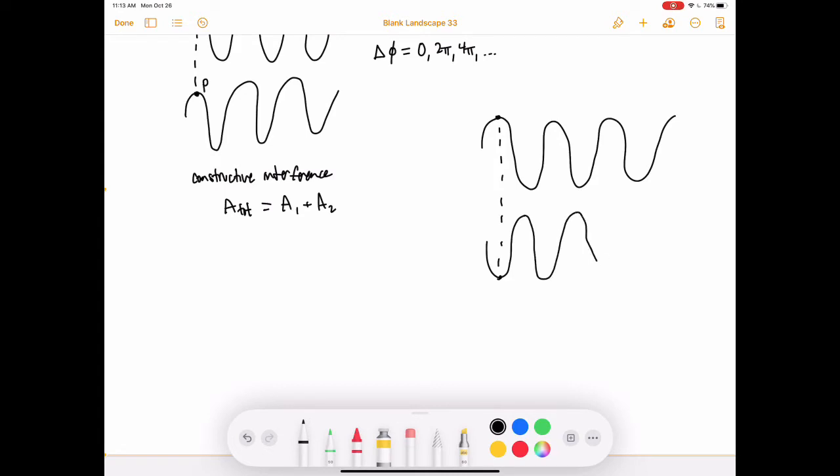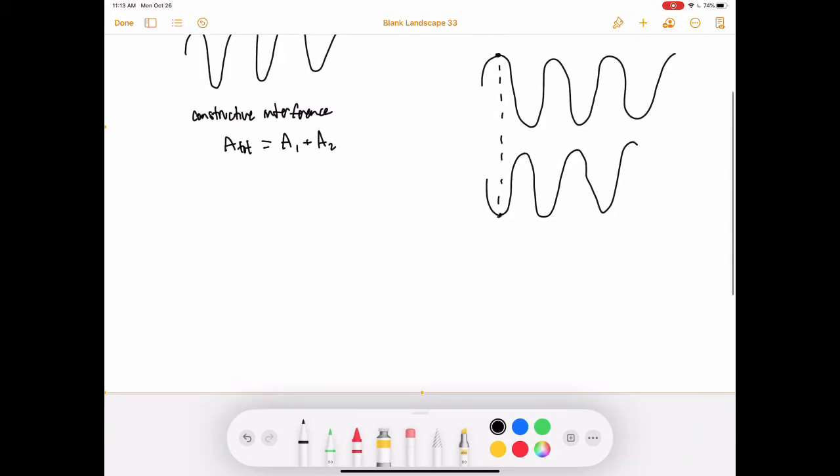So now what's happening is the maximum of one wave is lining up with the minimum of another wave. And so if I think about what the total amplitude is going to be in this case, well, it would be the difference between the two, right? I would actually be subtracting the two amplitudes to get the total in this case. So this is what we would call destructive interference.